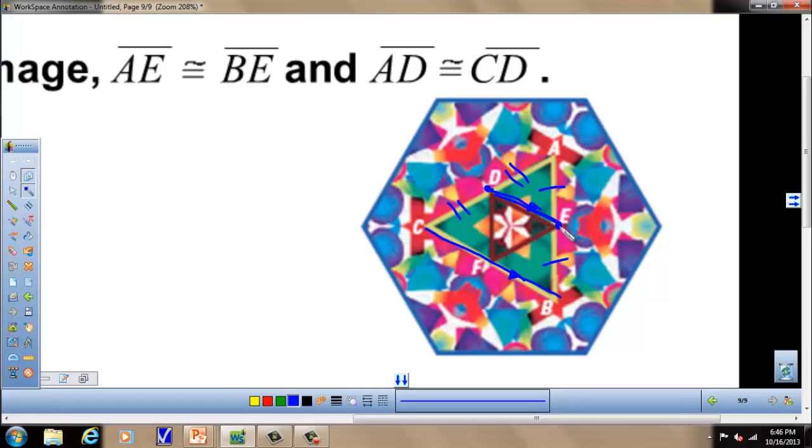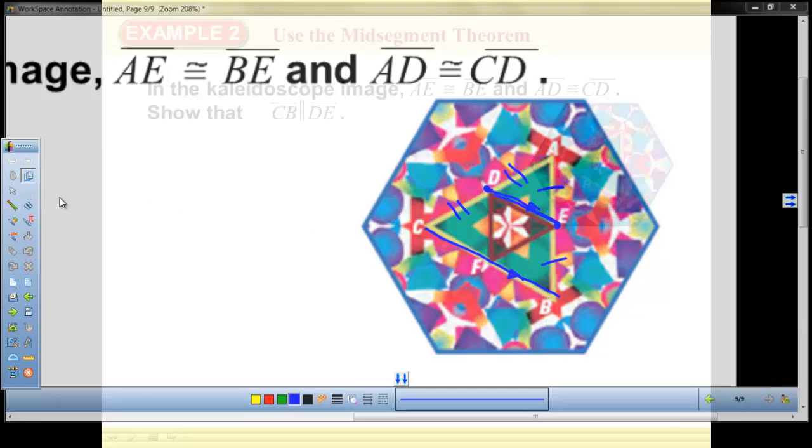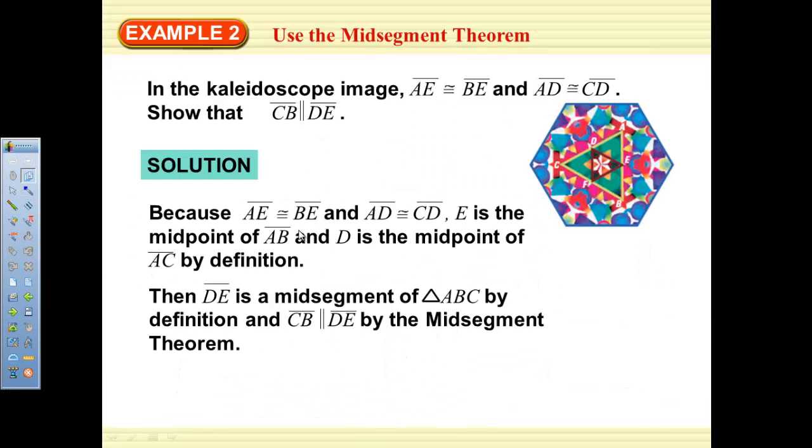If these two are midpoints, then we know that DE is a midsegment, it's parallel, and it also is half, DE is half the length of CB. So again, we know that E is the midpoint of AB, D is the midpoint of AC, so DE is a midsegment, and therefore by the midsegment theorem, those two lines are parallel.